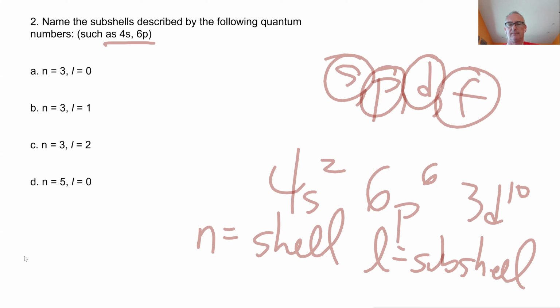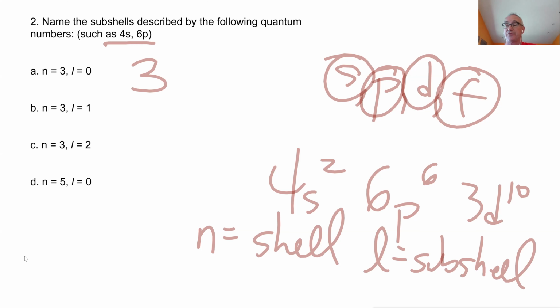Is that the third shell? Yep, that's not a hard question. That's not a trick. That's 3. It's the third shell. And remember, when we're giving the electron configuration, we say which shell, which subshell, and how many electrons are there. So we just start with it's 3.